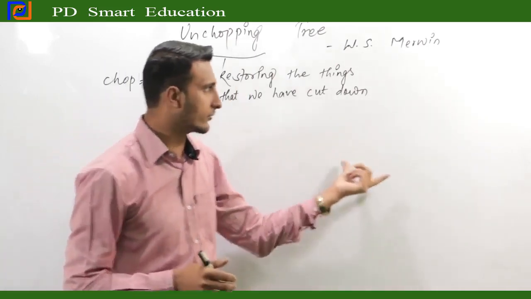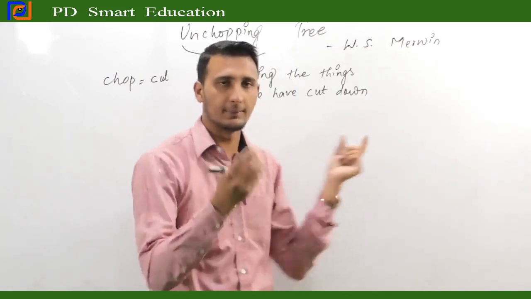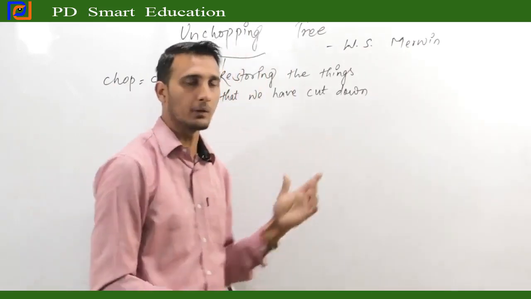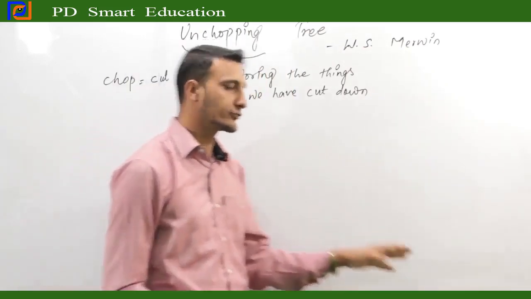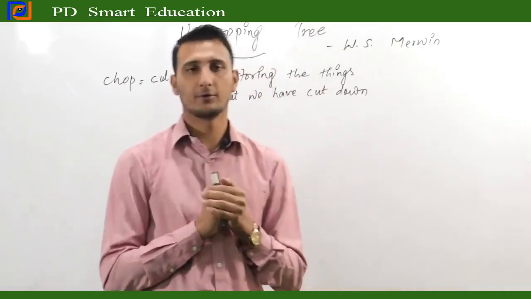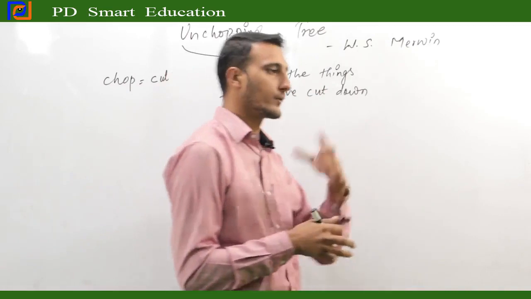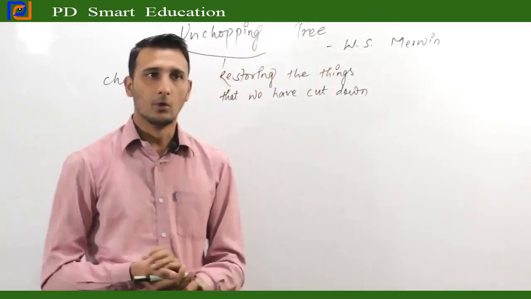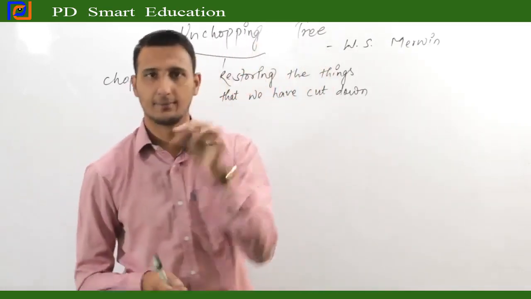If the tree is hollow from inside, there can be the nest of birds as well. There can be eggs of birds as well. There can be small birds as well. We have to restore their life as well.